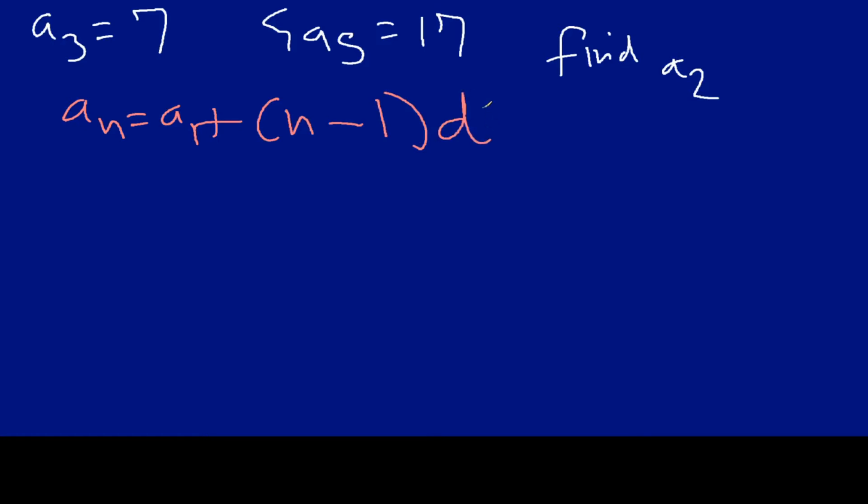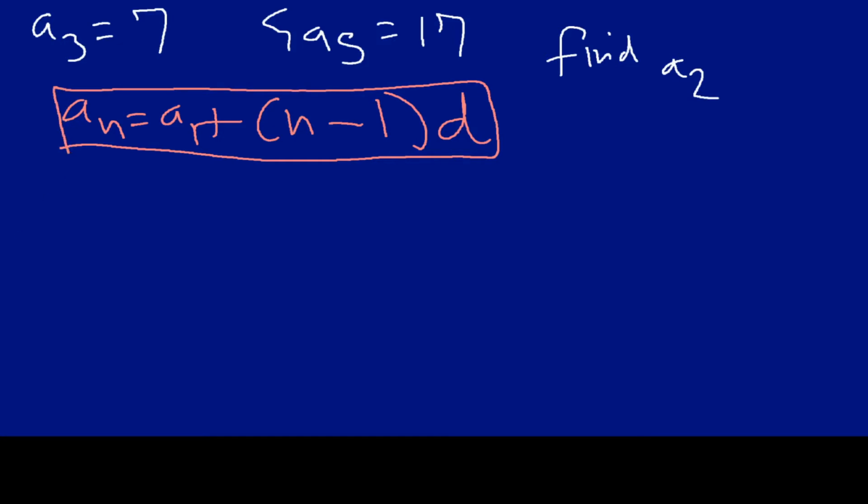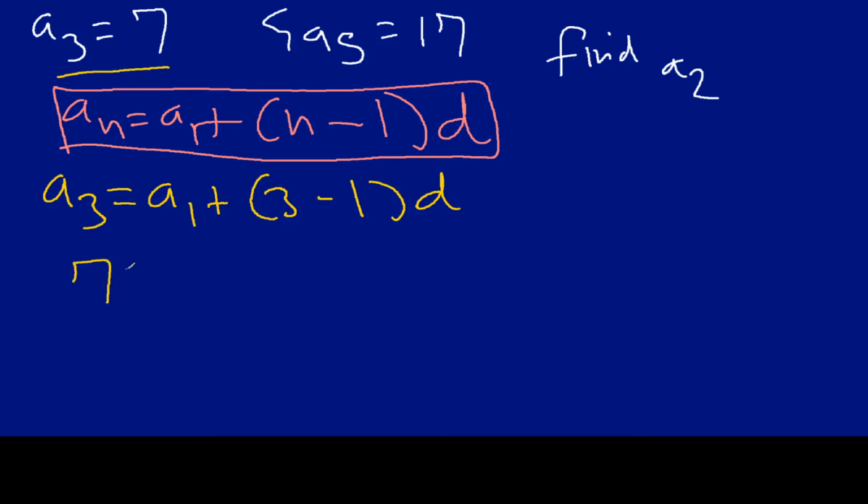So what I need to do now is take this formula and substitute the third term into it. To make it as clear as possible, it's going to be A sub 3, but we know that's 7. Equals A sub 1 plus 3 minus 1 times d. So 7 equals A sub 1 plus, 3 minus 1 is 2, and 2 times d is 2d. Again, there's nothing unusual here.